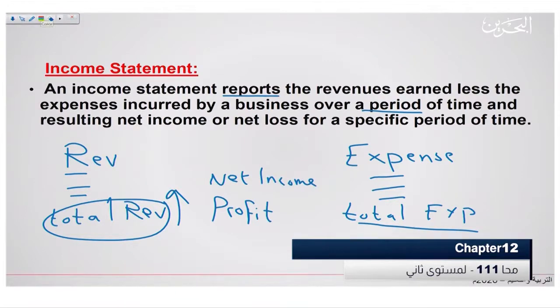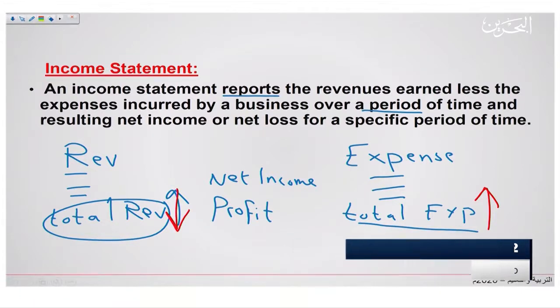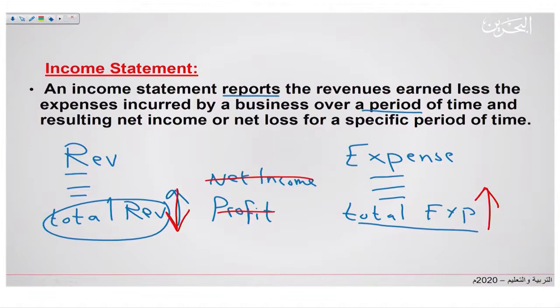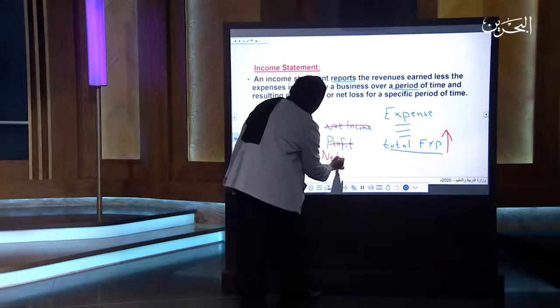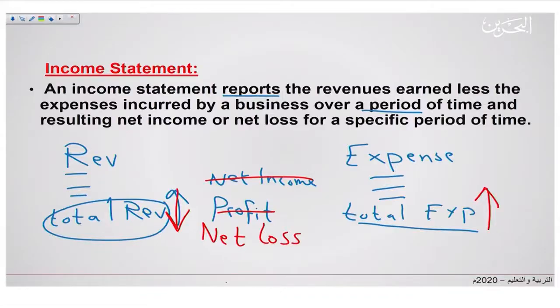In the other case, if the total expenses are higher and the total revenue is lower, then the company is losing money, so we are making a net loss, which means we are losing our money.